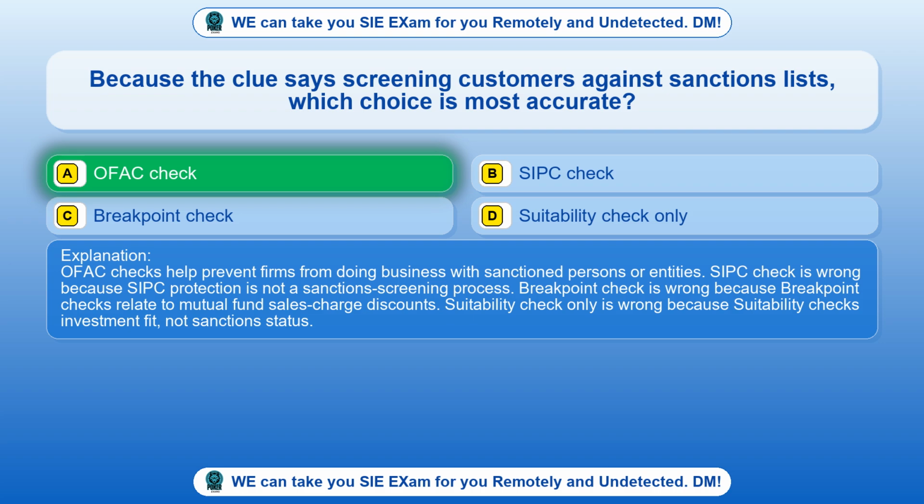SIPC check is wrong because SIPC protection is not a sanctioned screening process. Breakpoint check is wrong because breakpoint checks relate to mutual fund sales charge discounts. Suitability check only is wrong because suitability checks investment fit, not sanction status.